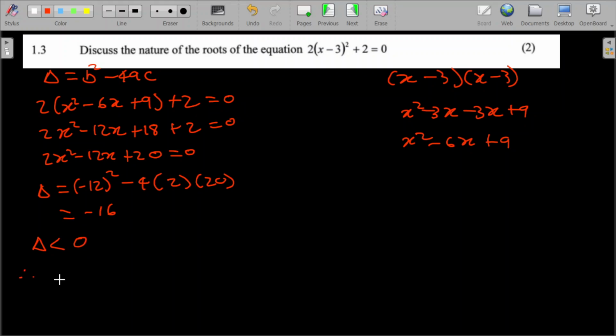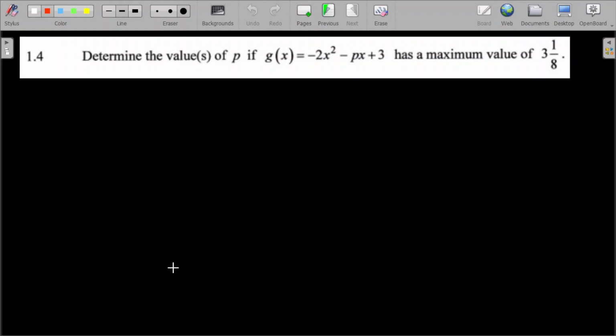Therefore, the nature of the roots here are non-real roots. I hope we're on the same page there. Now, let's get into this last part of question number 1.